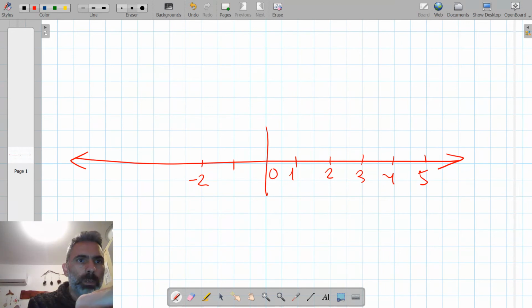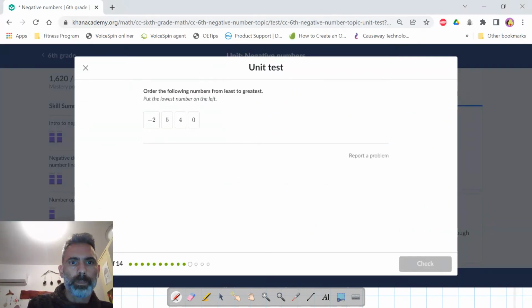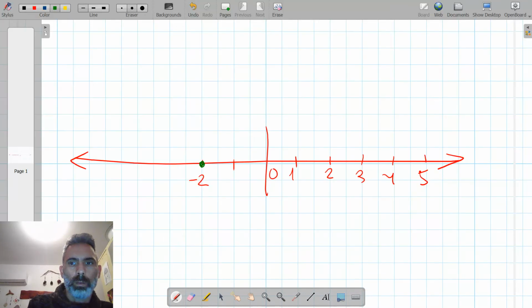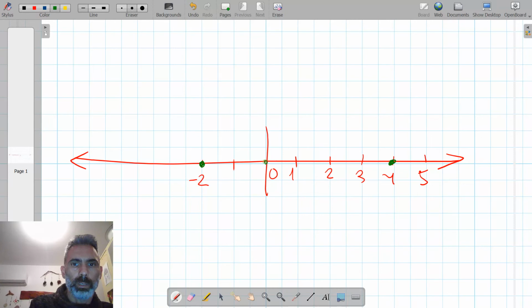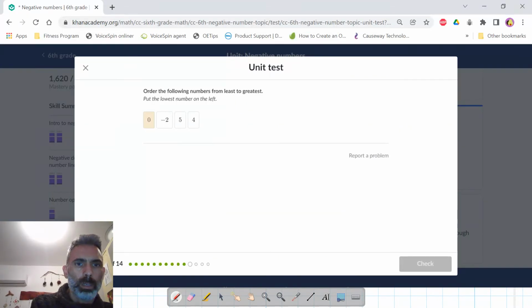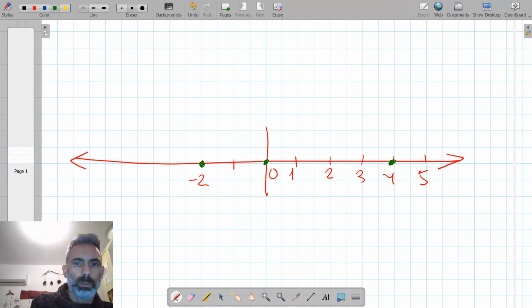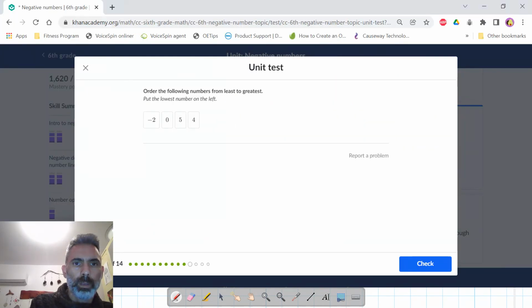So negative 2 is here, 4 is here, 0 is here, so negative 2 is on the left side, then the 0, then the 4, and then the 5.